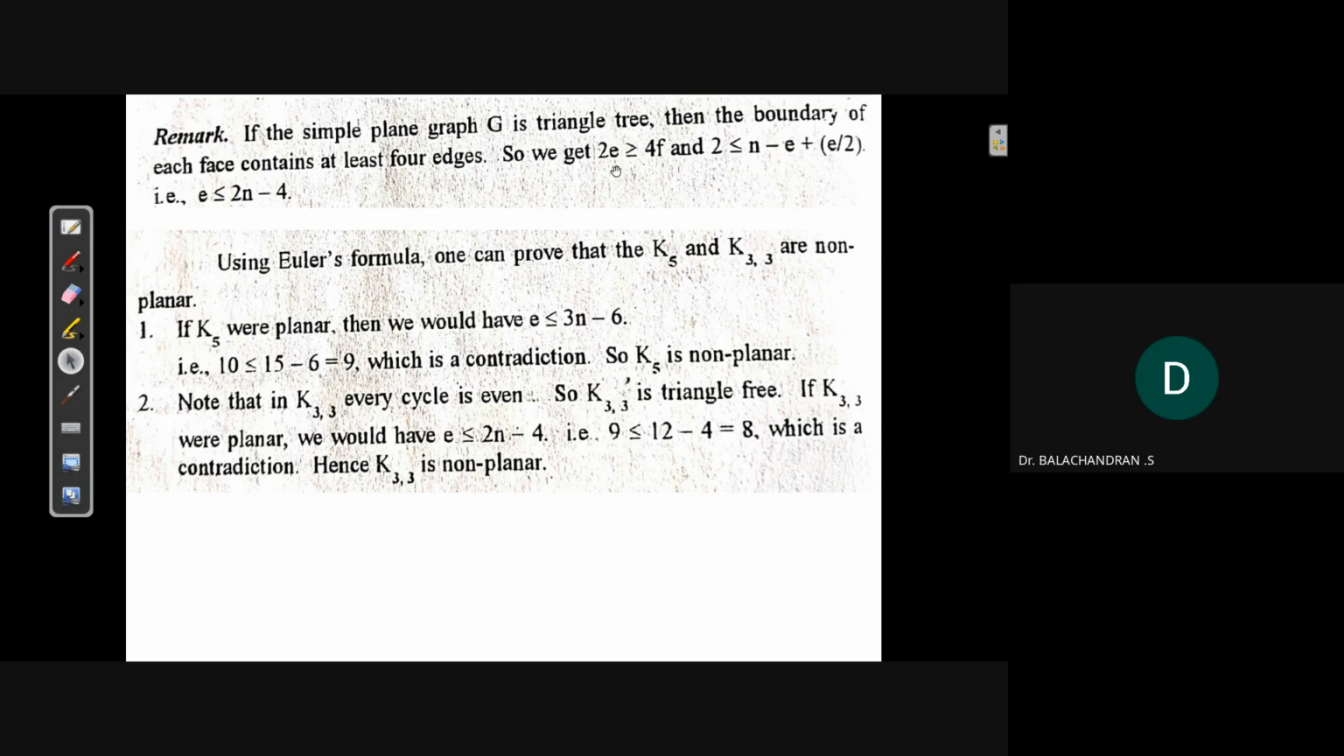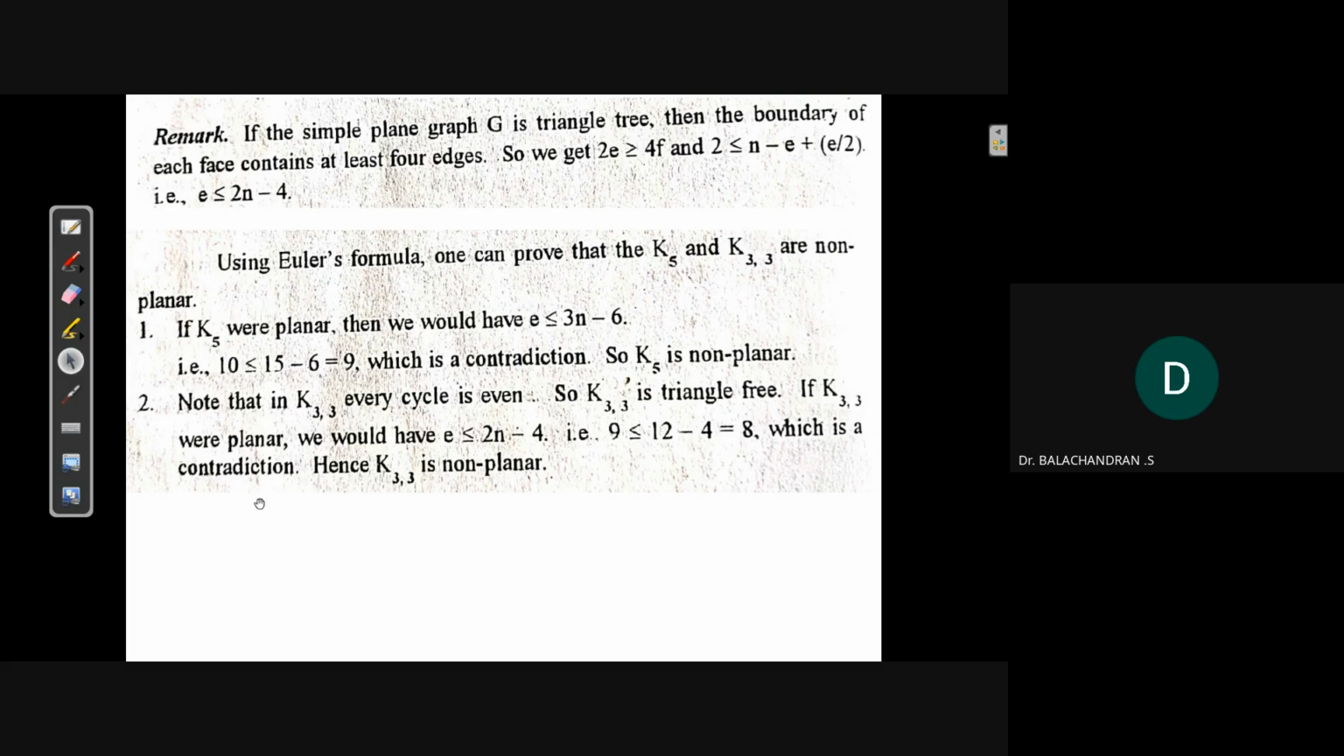Remark. If K3,3 is planar and triangle free, then the number of edges e is less than or equal to 2n minus 4. The number of edges in K3,3 is 3 times 3, which is 9, less than or equal to 2 times the number of vertices, 3 plus 3 is 6, 6 times 2 is 12, 12 minus 4 is 8. So 9 is less than or equal to 8, which is a contradiction.